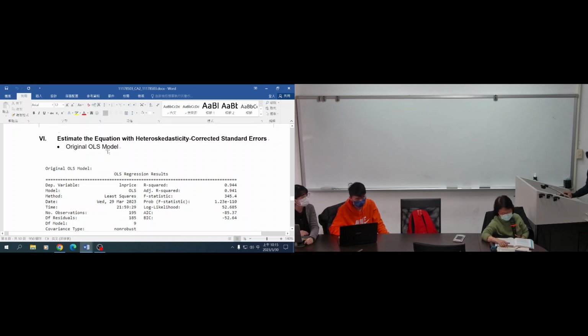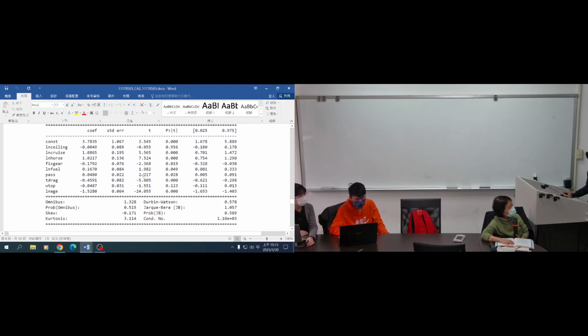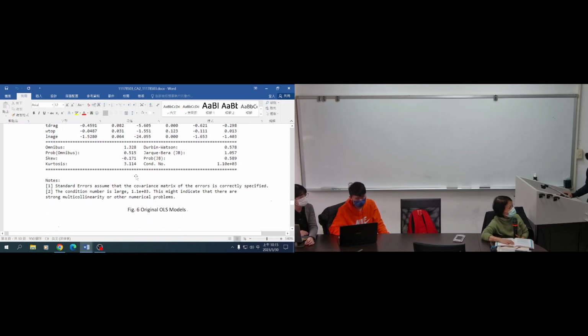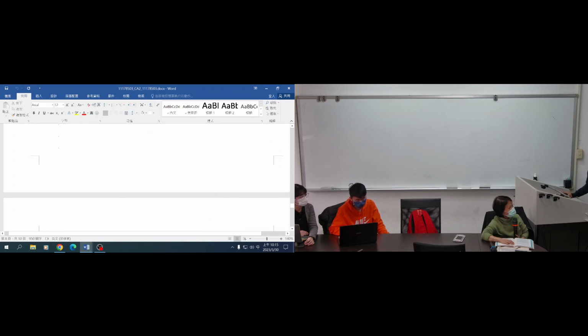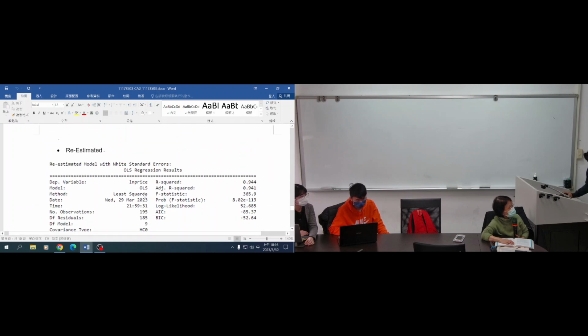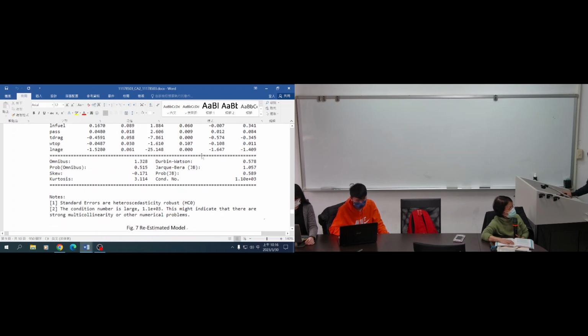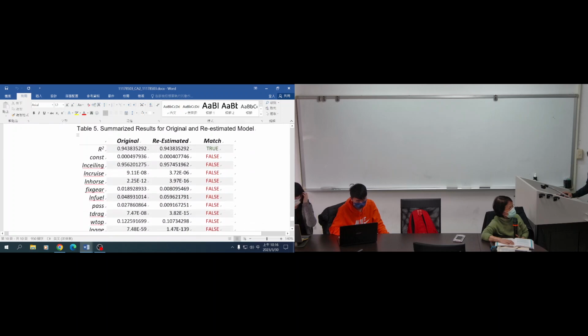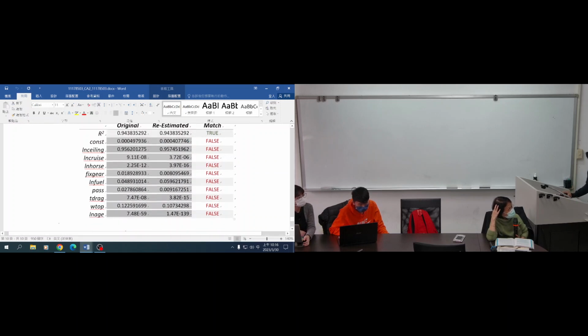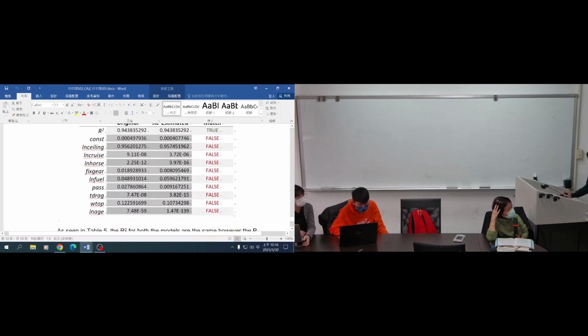Yes, Professor. I placed the original model again here, then used the robust model here for re-estimation. In order to see clearly the difference between these two, I created this table with the original and re-estimated values. The only similar result is R squared, and the coefficients here are not equal to each other.